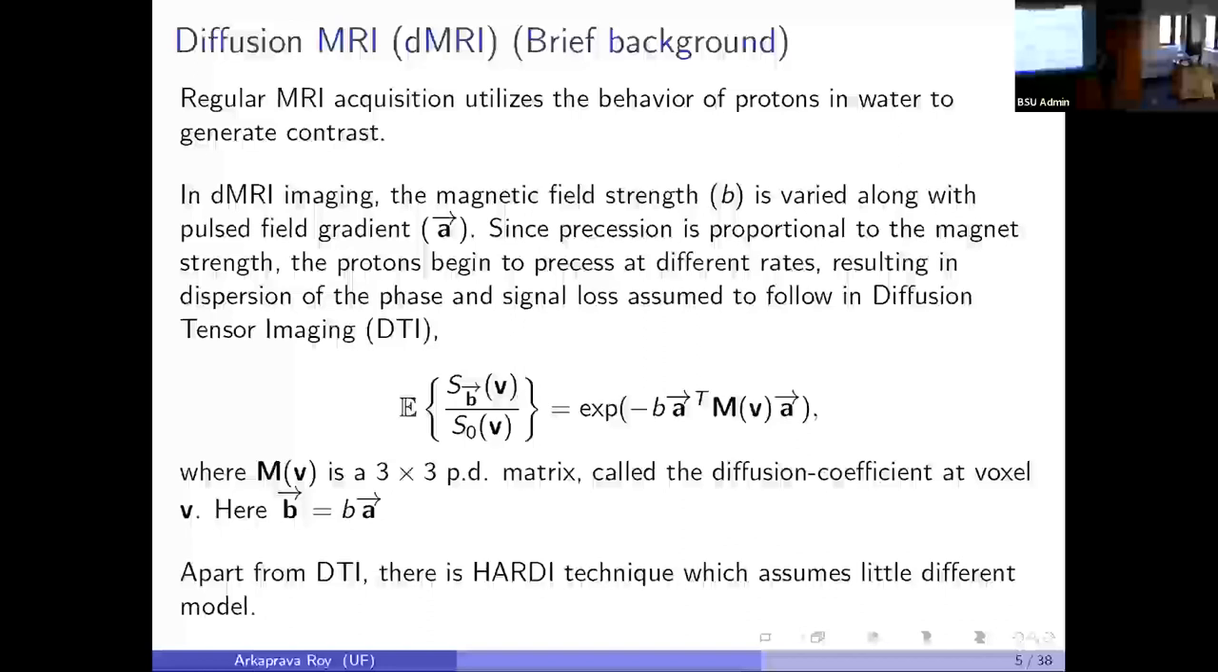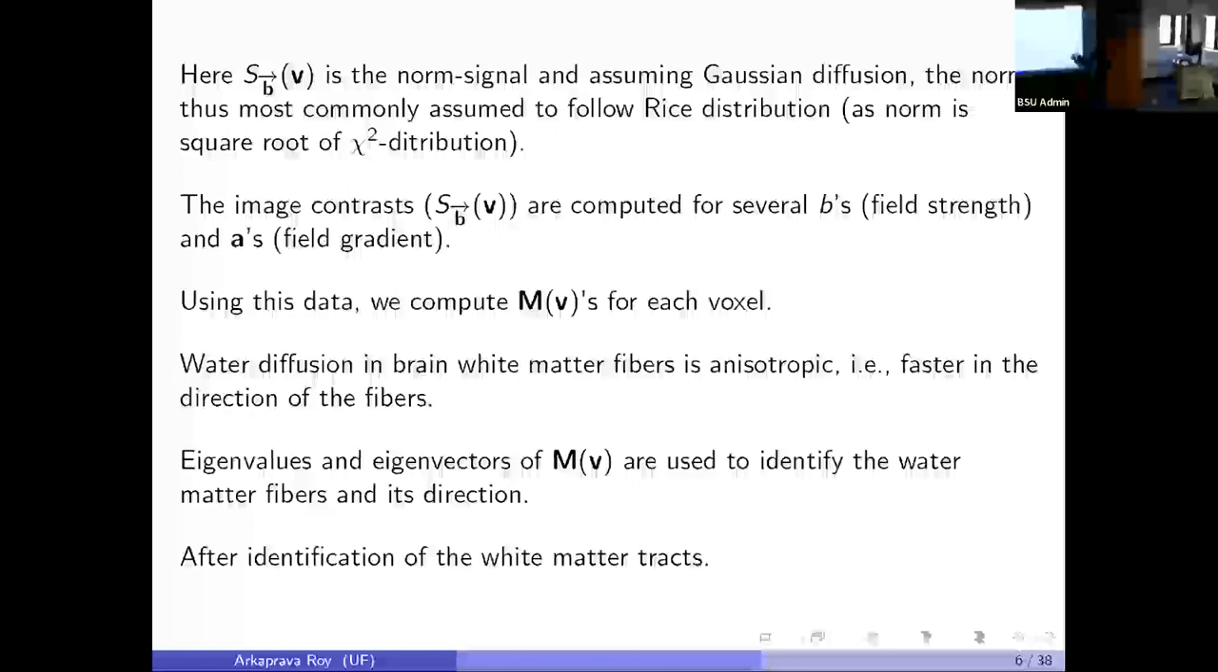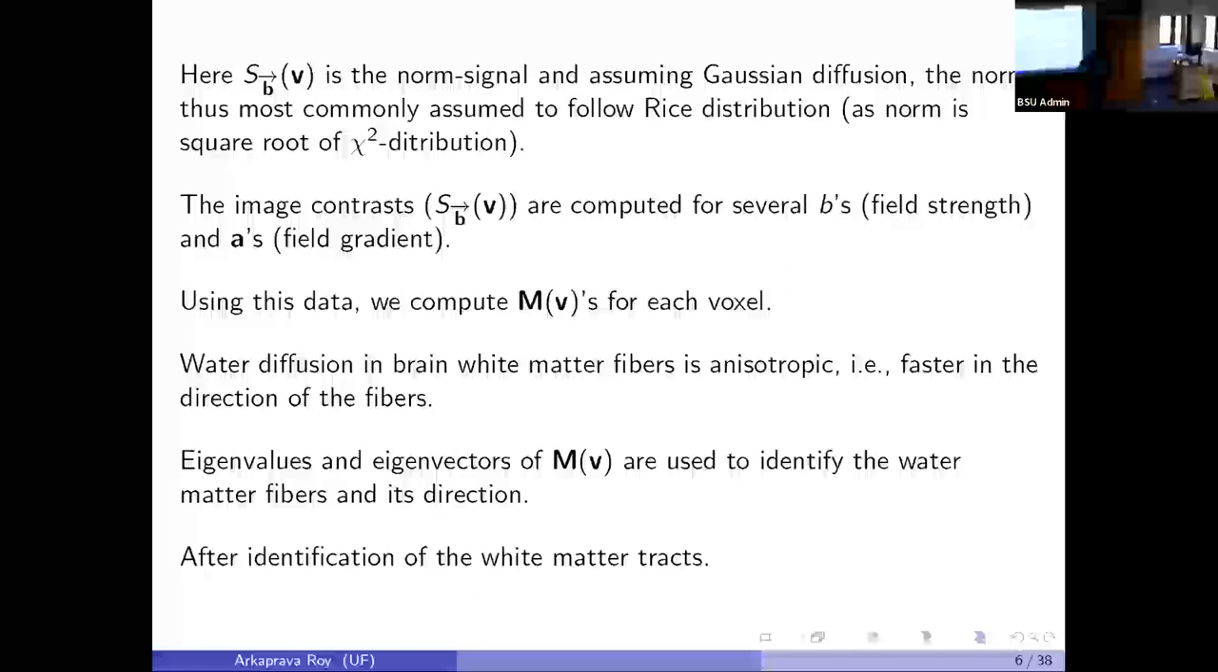So there is one small detail. As I already said, this is a norm signal, like the XYZ square root. And if we assume that there is Gaussian diffusion, like X, Y, and Z are all Gaussian, then the square is chi square, and the square root of chi square is the popular Rice distribution. So another way is to assume that S, B, V follows a Rice distribution and estimate the parameters from there. So the final goal is to estimate this MV.